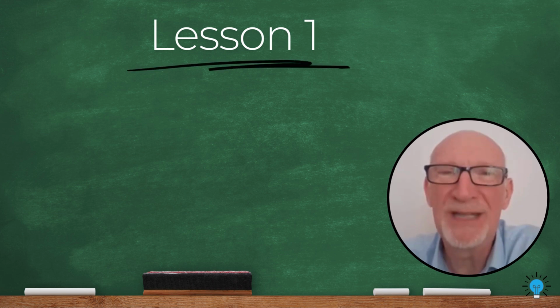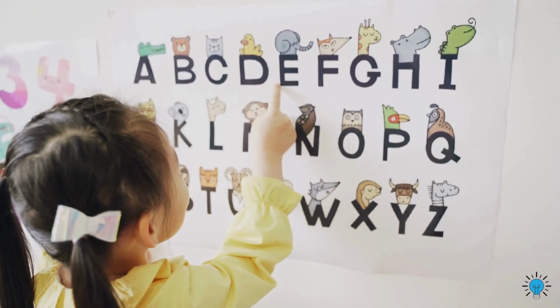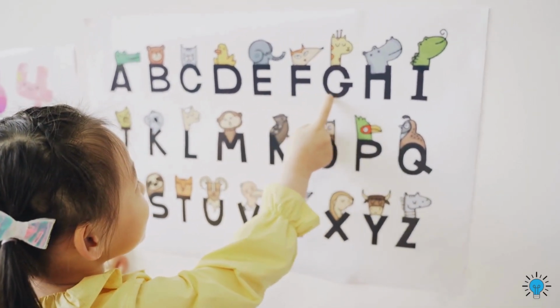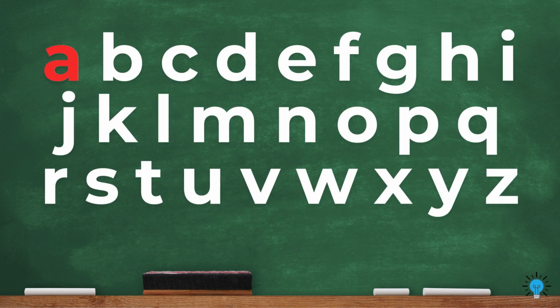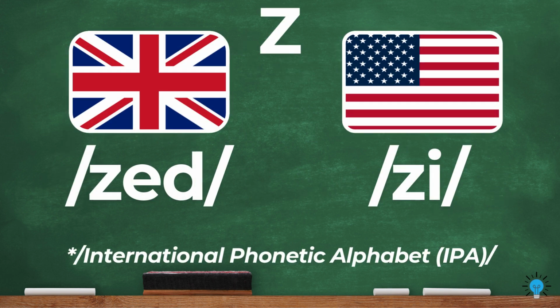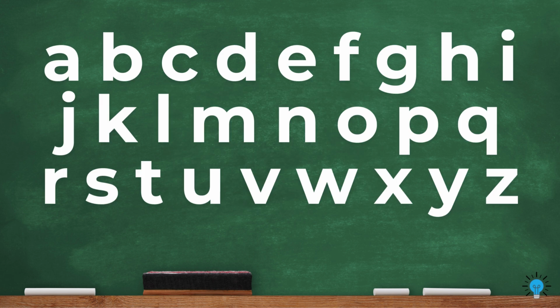We begin then with lesson 1, and we start with the English alphabet. Now the English alphabet consists of 26 letters. The alphabet begins with A and it ends with Z. You may hear that letter pronounced as a Zee, particularly in America. But I'm going to teach you the British pronunciations, and I would say the alphabet begins with the letter A and ends with the letter Zed.